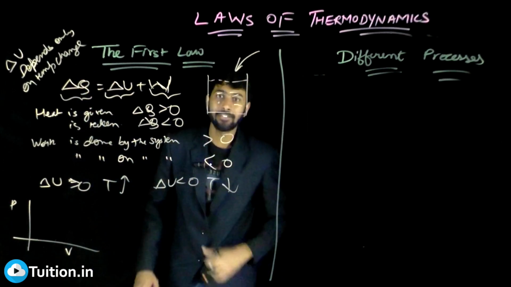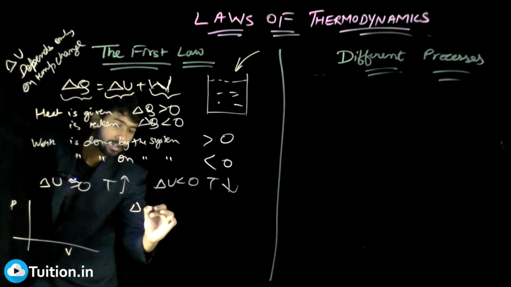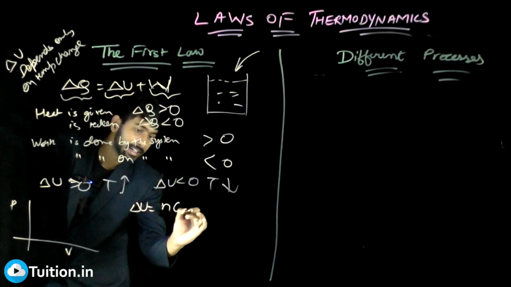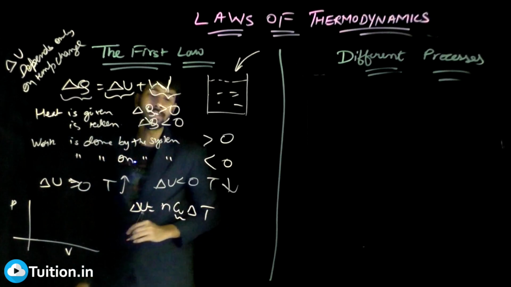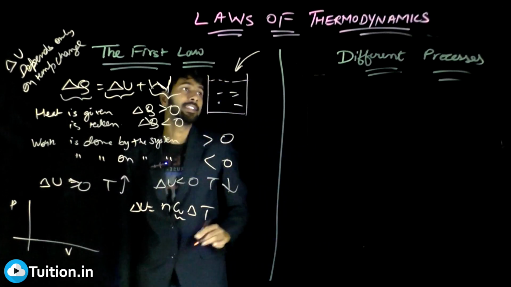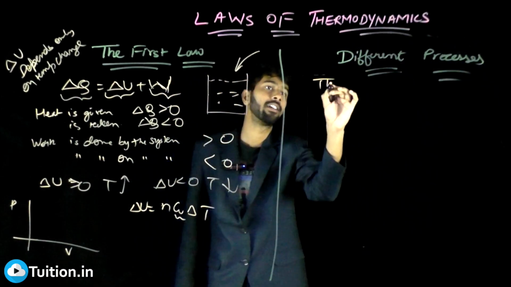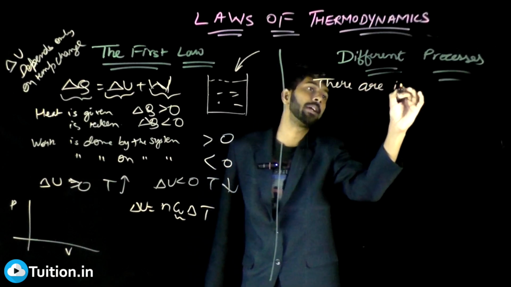Similarly, delta U. If the temperature change is given, you have to use the formula delta U is equal to n C_V delta T. What is this C_V? C_V is the heat capacity for a constant volume process. Remember, there are different processes, right? There are different processes. There are infinite processes.